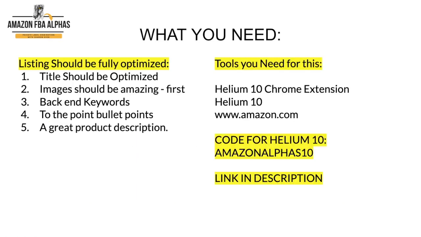So what do you need in order to start PPC, and what do you need right now? You need your listing. It should be fully optimized. Your title should be optimized. Your images should be amazing, especially your first image. Back-end keywords should be on point. You should have to-the-point bullet points. Do not make them more than a maximum of 3 lines. 2 lines is best. And great product description. So I will go into optimizing a listing in a different video.